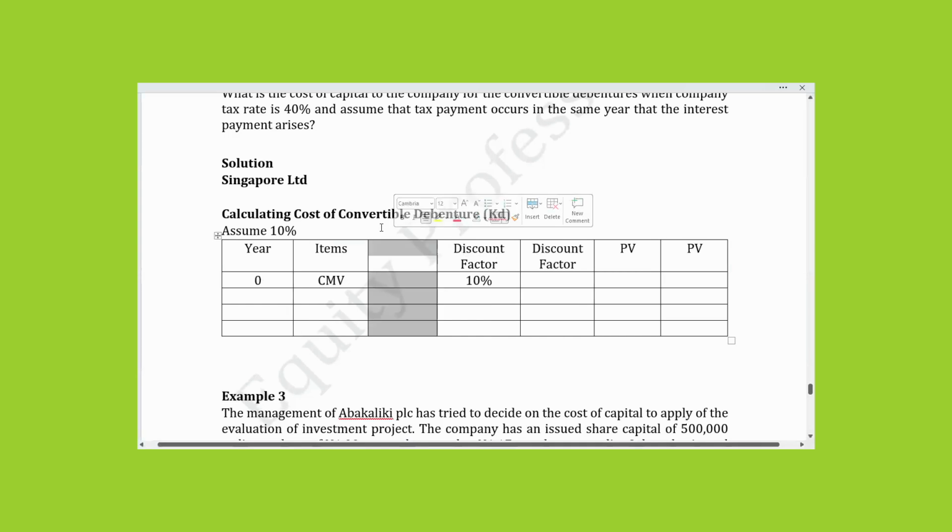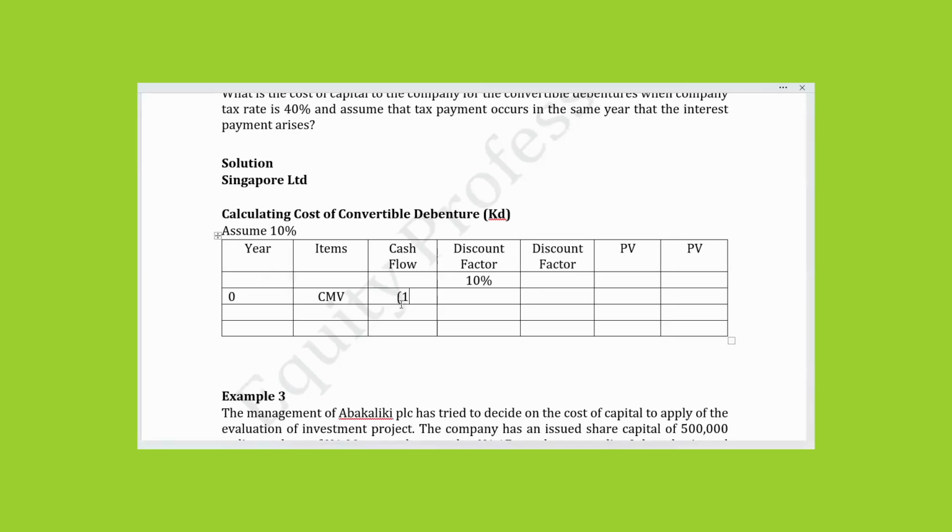All right. So this one, go to the next page, next column. So here will be 106. Then discount factor at 10% for year 0 is 1. Anytime you want to calculate discount factor for year 0, it is always 1.